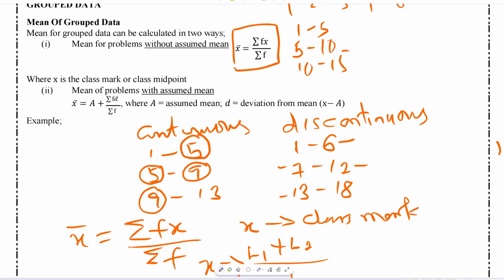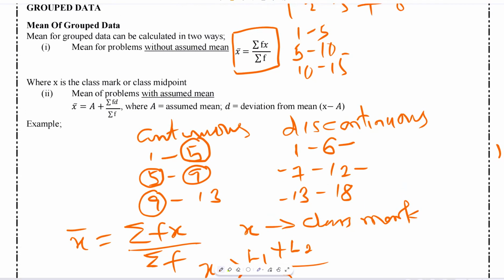So you should note that when we now have assumed mean, the formula will now become this. I get what I'm saying?